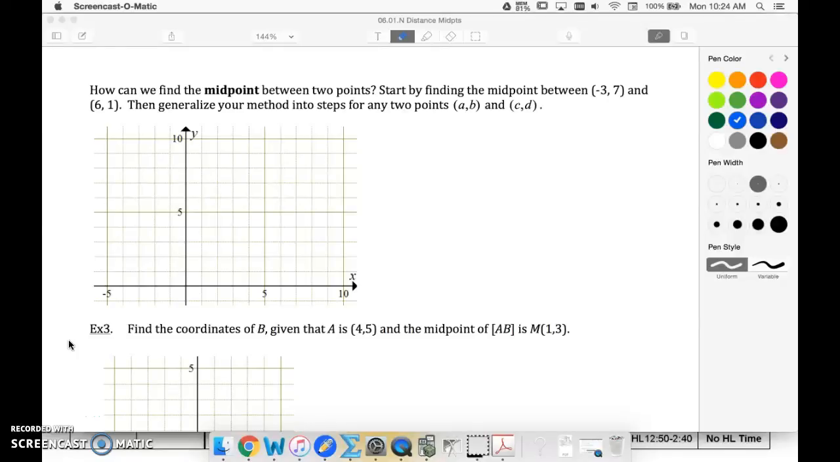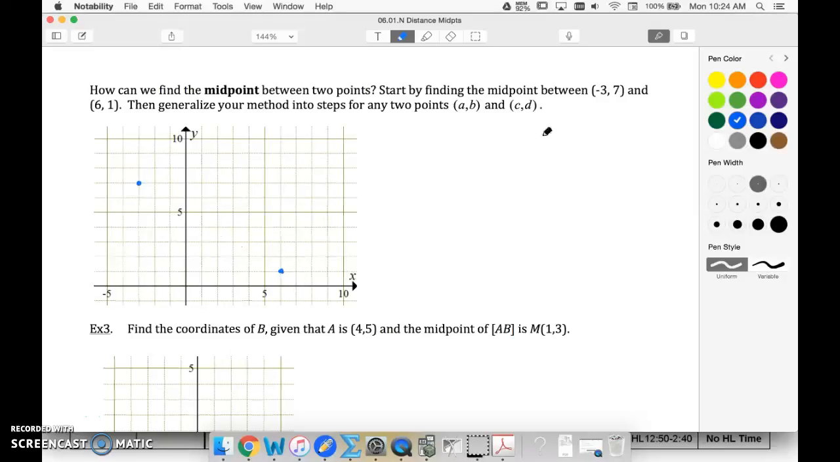All right, now I want to find the midpoint between 2 points. So the midpoint is going to be the middle, of course. So I'm going to go back to my first example, negative 3, 7, and 6, 1. So let's graph those. Negative 3, 7 is up here. 6, 1 is here. So I want to find the middle between those two.